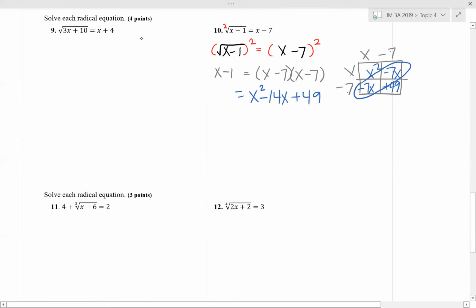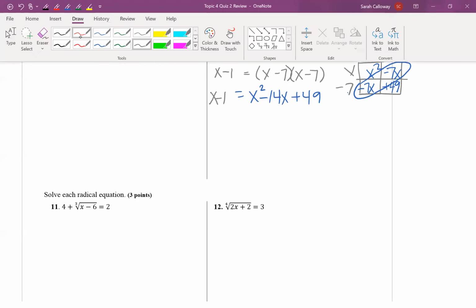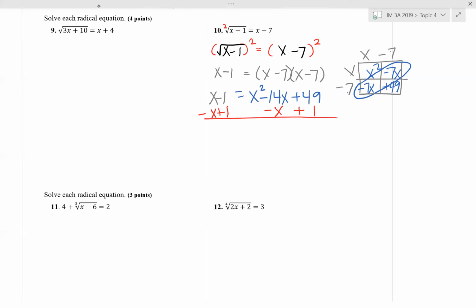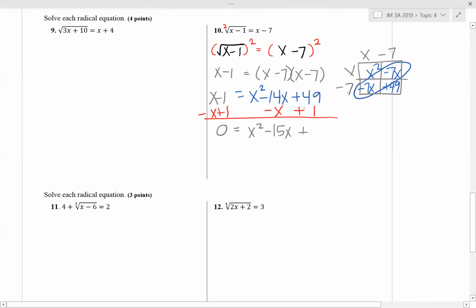And so when I do this, because I have a quadratic, I want to get everything equal to 0 so that I can factor. Meaning I'm going to subtract x from both sides and I'm going to add 1 so that I can factor this expression. I wrote really large here. We're going to run out of space. So we have x squared minus 15x plus 50.